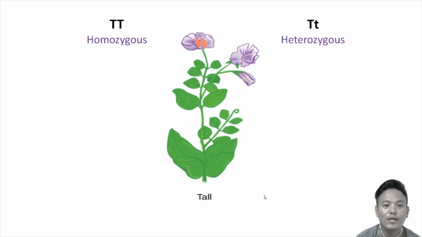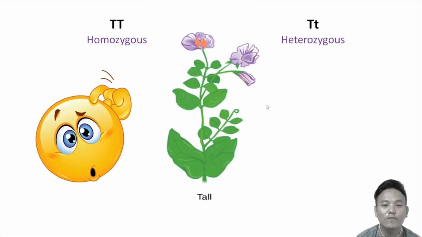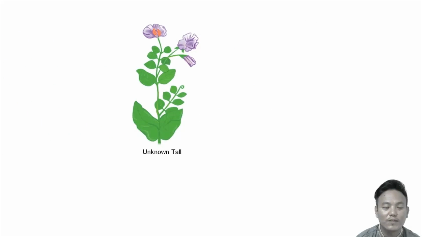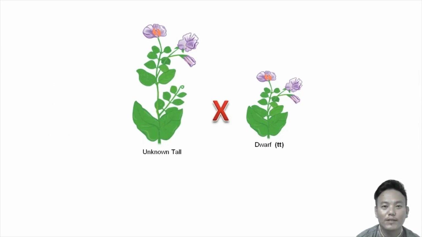Now, how can we solve the confusion regarding whether a tall pea plant is homozygous or heterozygous? We can solve that with the help of a special cross known as a test cross. So what is a test cross? In the test cross, we take the unknown tall pea plant and cross it with the dwarf plant. Why? Because we know the genotype of the dwarf pea plant, that is two small t's, or two recessive alleles. It is homozygous recessive.